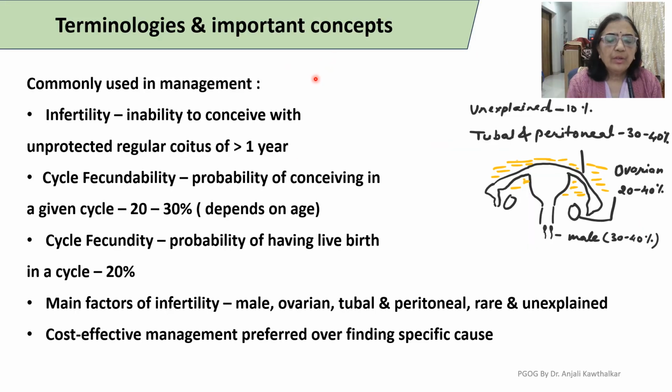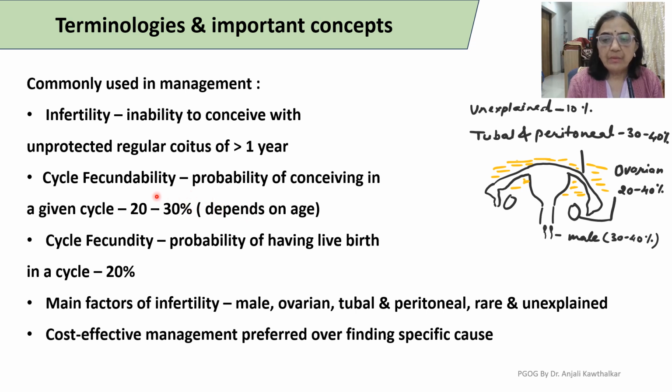Certain terminologies and important concepts are commonly used in the management of infertility. The definition of infertility is the inability to conceive with unprotected regular coitus for greater than 1 year. Two terminologies, fecundability and cycle fecundity, are important because whenever we counsel a woman, we need to tell her that even for a normal woman, the probability of conceiving in a given cycle is only 20 to 30%, which depends on age. With advancing age, there is a further reduction in this fecundability.